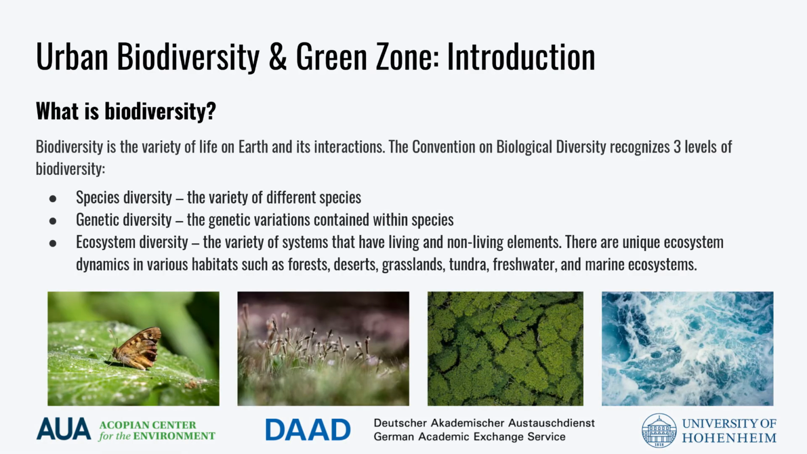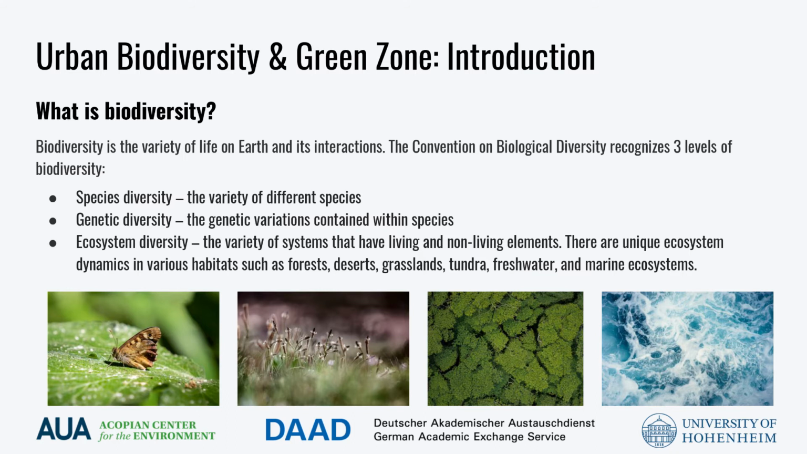Our planet is filled with a variety of life forms and ecosystems. All these are known as biodiversity. An estimated 8 to 10 million species, varieties of life forms, populate our planet. These include varieties of animals, plants, fungi, and microorganisms. These life forms are all around us, including in our cities.